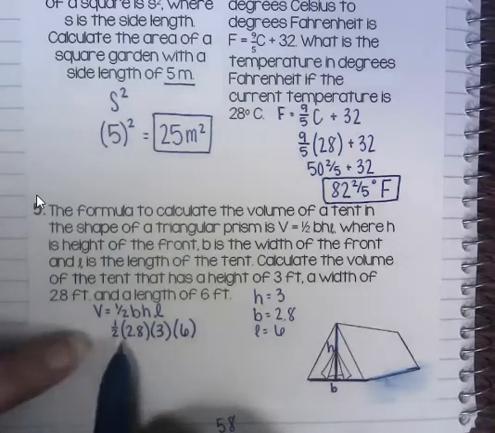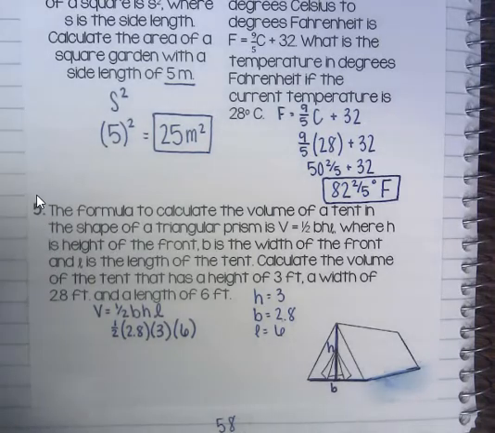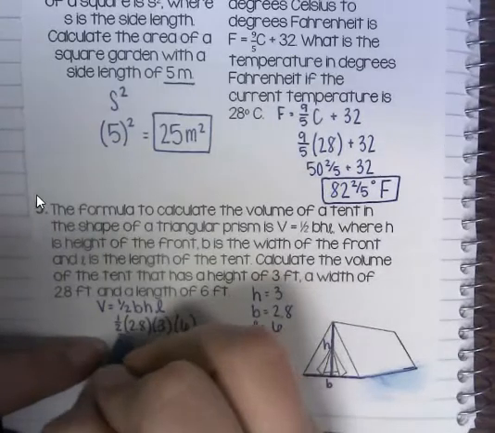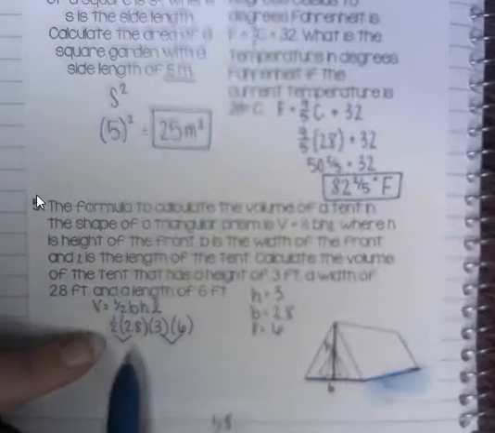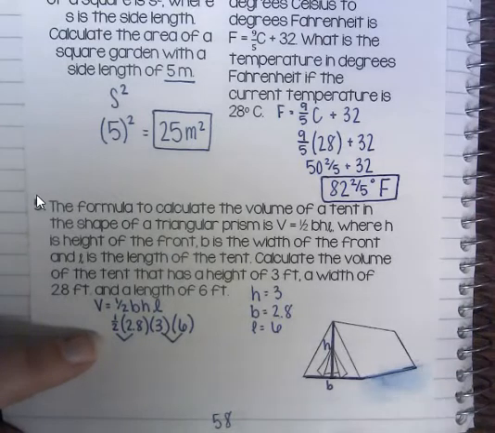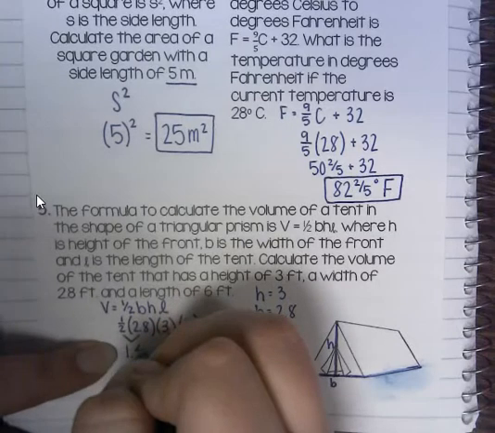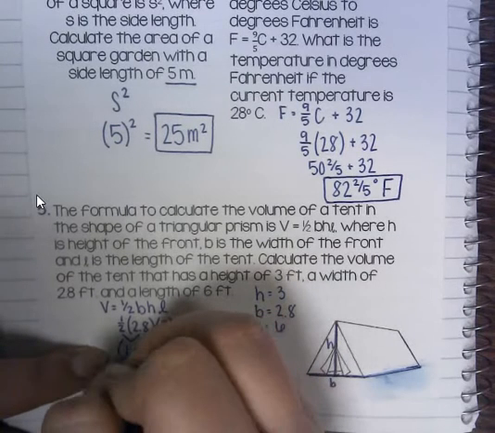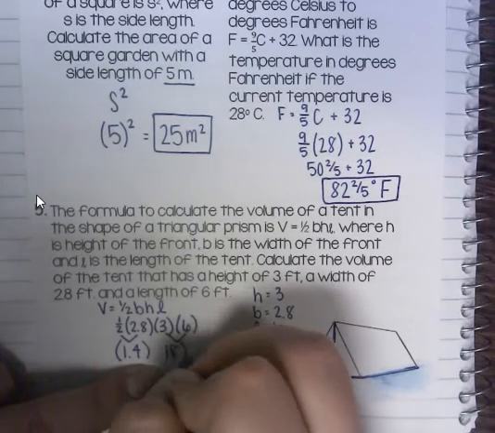Okay, this is a lot of multiplication. Remember we talked about yesterday that multiplication is commutative, which means that you can multiply it in any order and you'll still get the same answer. So I'm going to double multiply so I can get it finished quicker. 1/2 times 2.8 gives us 1.4. I'm going to keep it in parentheses. And 3 times 6 is 18. I'm going to keep that one in parentheses.